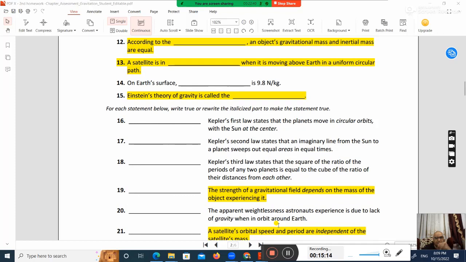Number 19, the strength of a gravitational field depends on the mass of the object experiencing it. No, it depends on the mass of the object at the center, the one applying it, not experiencing it. The apparent weightlessness astronauts experience is due to lack of gravity when in orbit around Earth. Not the lack of gravity, it's the lack of contact force.